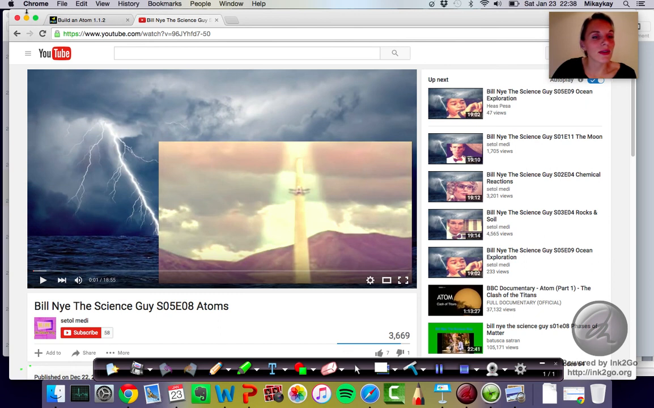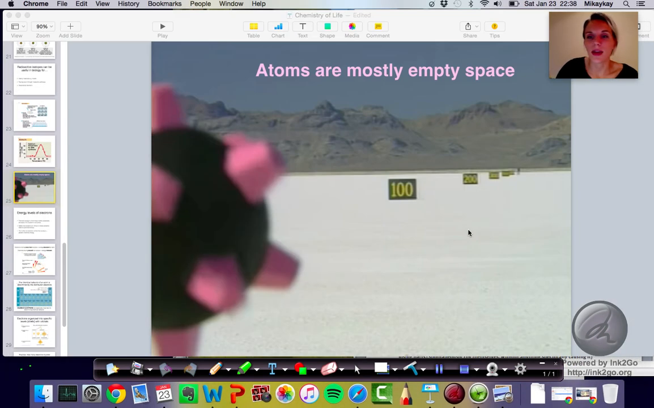Anyways, keep in mind that atoms are mostly empty space, and so when atoms interact with one another, although their nuclei are important, it's actually the electrons that do those interactions. So it's the position and the distribution of those electrons that affect how your atom, or your particular element, will react to another one. So it's really important to know about how the electrons are distributed.